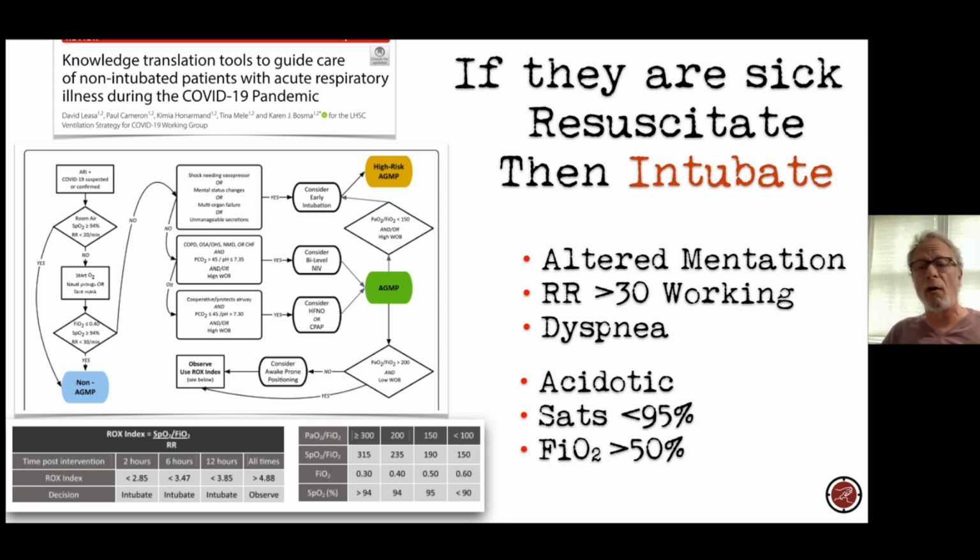It could be because of COVID, and their respiratory rate's greater than 30, and they're working, and they're dyspneic, right? They're struggling. And if you have time and you have access to a VBG, and they're a bit acidotic. But if you look at the numbers and say, okay, their SATs are less than 95%, and I'm giving them an FiO2 of greater than 50%, that person has abnormal lungs. They have shunt physiology, and this together is somebody who is going to need to be intubated.